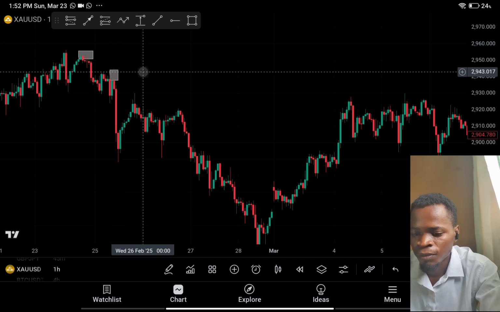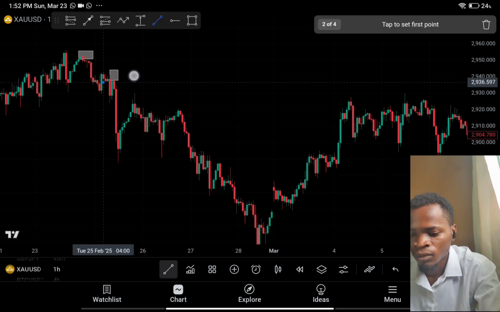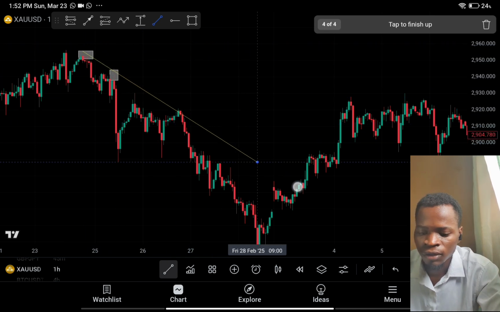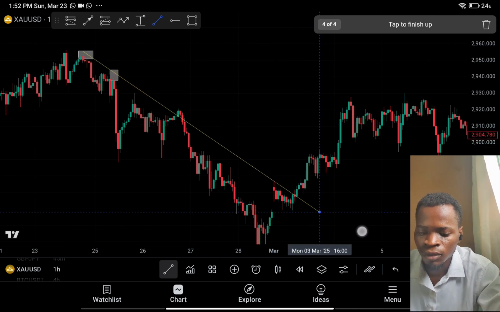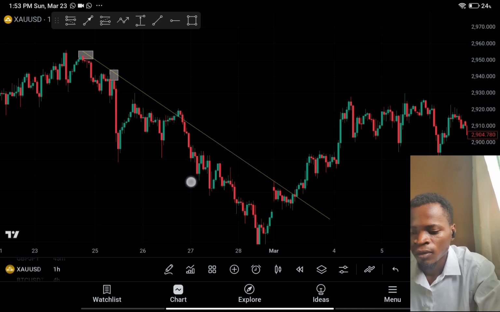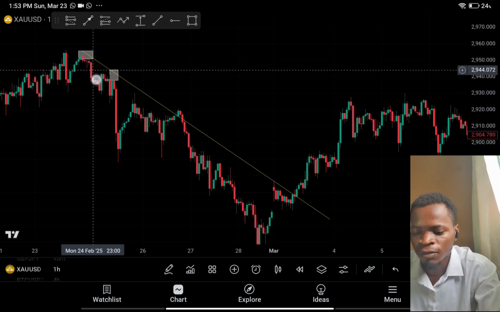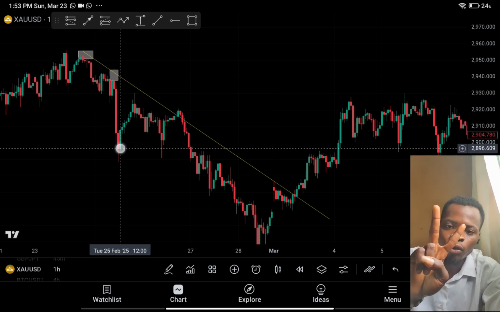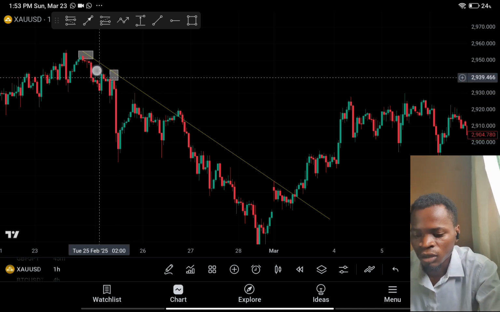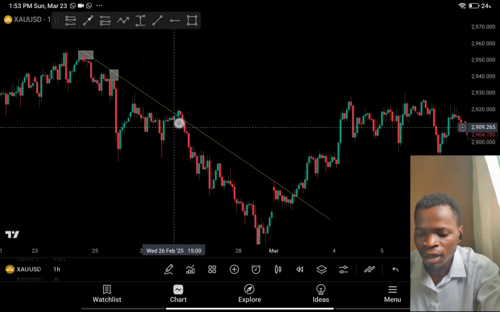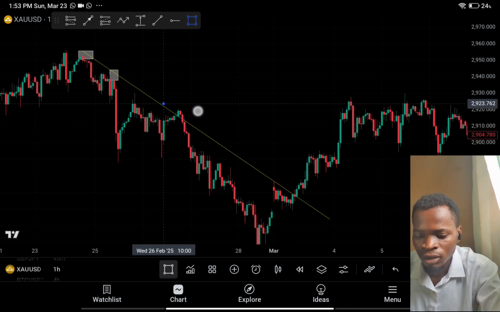Then you will just pick your trend line tool, then you will draw it like this. Can you see? So price bounced from this place, bounced from this second place. That is, you have your two touches, then you draw your trend line. Then you see price came back, made the third touch.